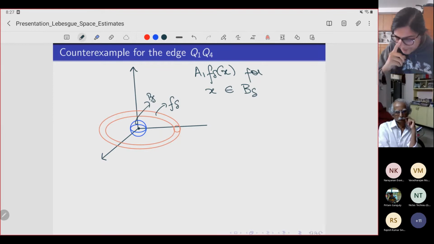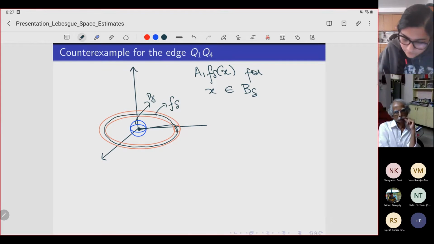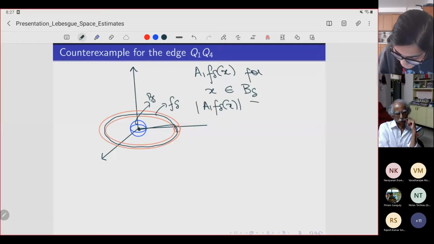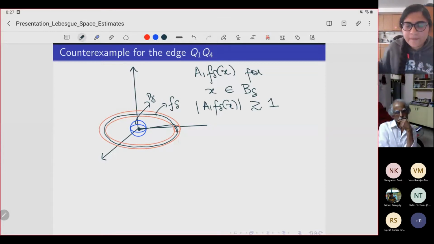So then you can do the same thing. Now when I'm taking the averages, I'm taking averages centered at points lying in this ball. And when I take the average of radius 1, this time the annulus catches almost the entire sphere. So for x in B_delta, A_1 f_delta(x) would actually be bounded below by a constant. It almost catches the entire radius.